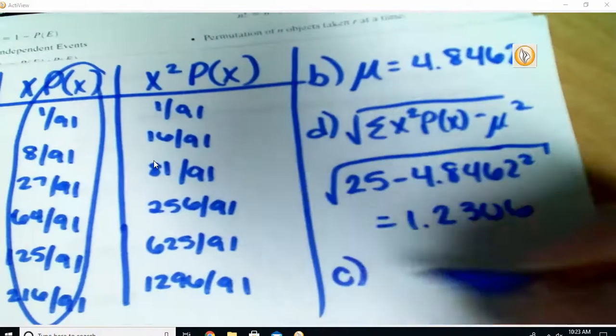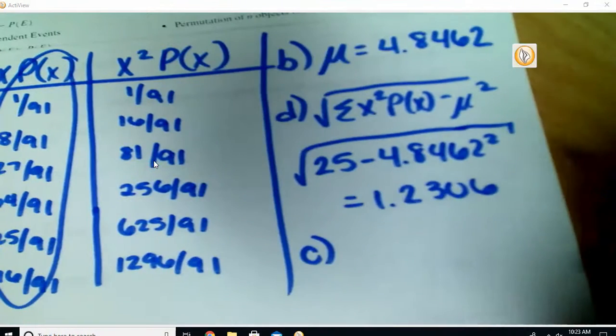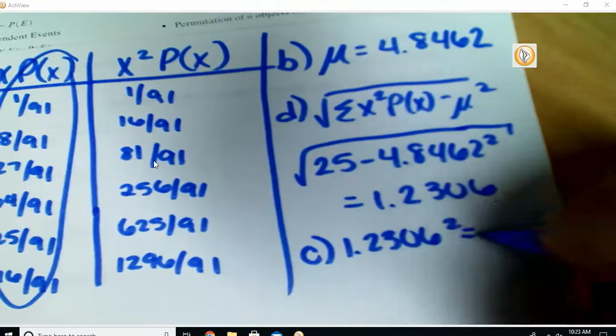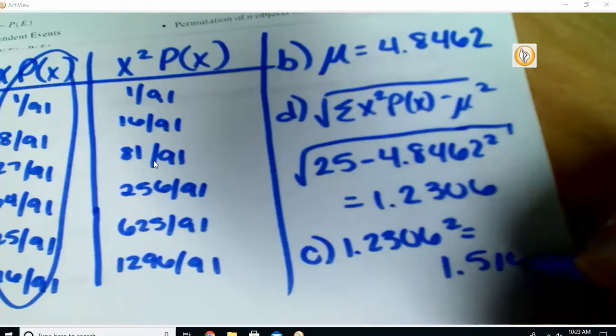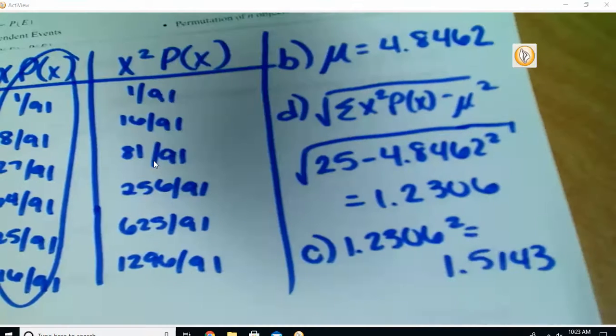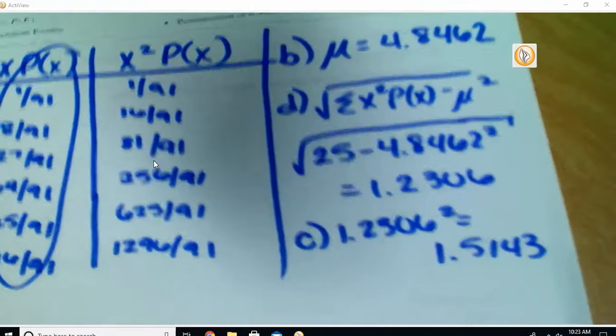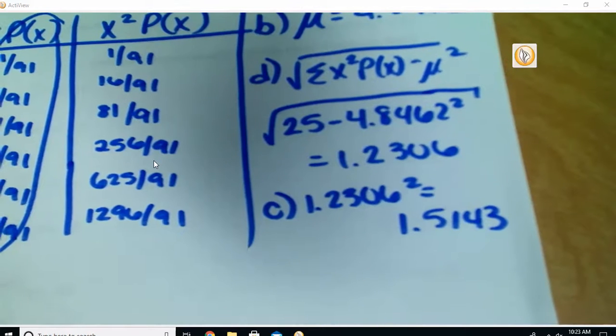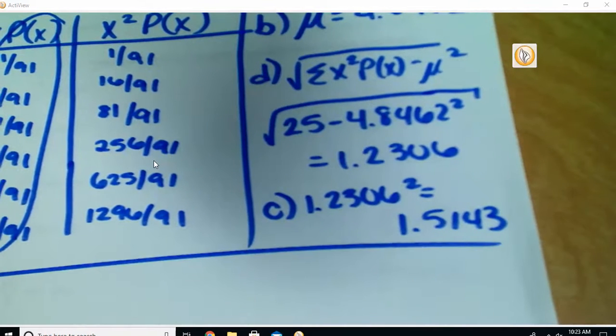Part C is the variance. How do you get variance? You square that. And you get 1.5143. There's a possibility of being slightly off for rounding error. Any questions there?